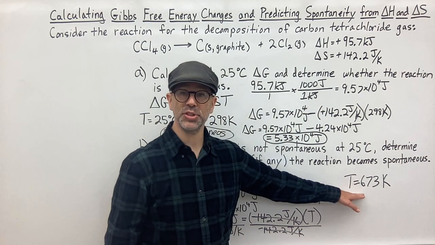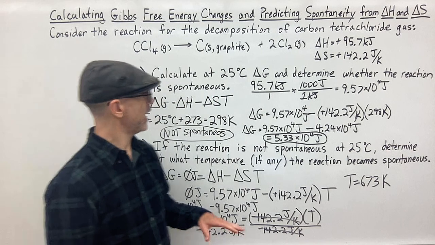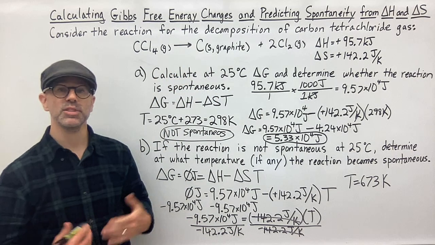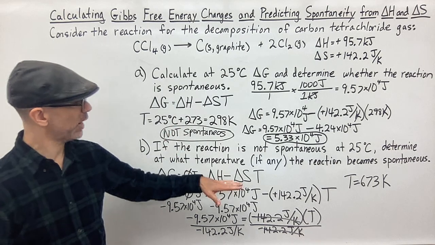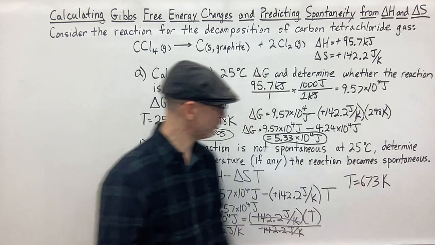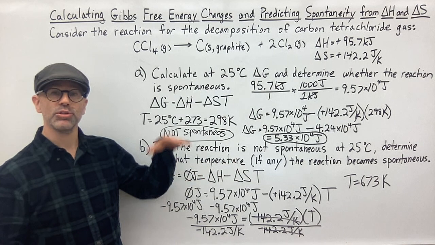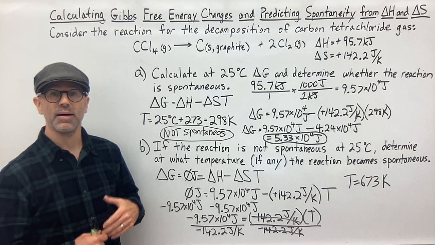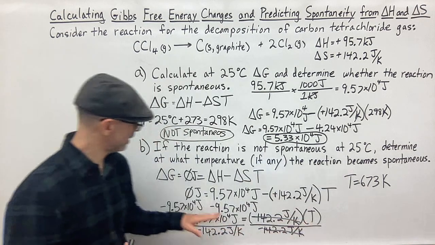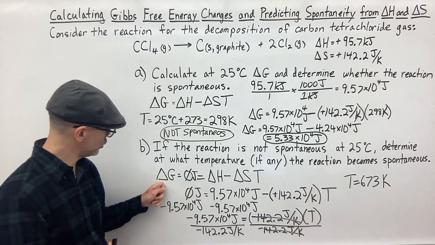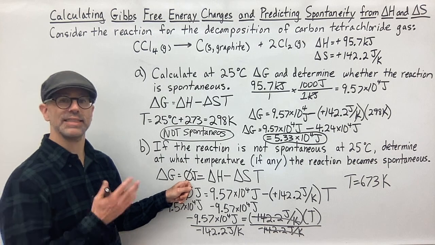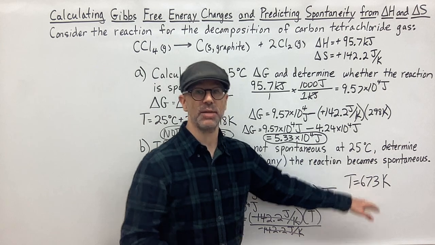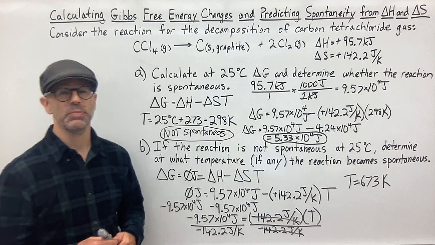So this is the temperature at which the reaction that we have here, the decomposition of carbon tetrachloride, becomes spontaneous. So we would need to raise the temperature to 673 Kelvin, and at that point, or above that temperature, it would start to become spontaneous. So we calculated that this is the temperature at which delta G is 0. So it's still not spontaneous at 0. If we go above this temperature, then the reaction becomes spontaneous.